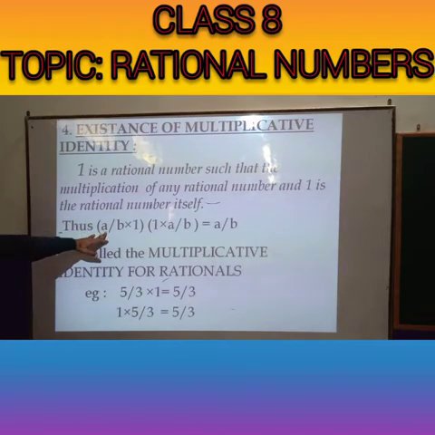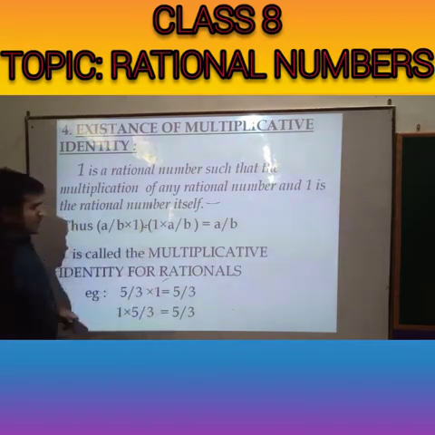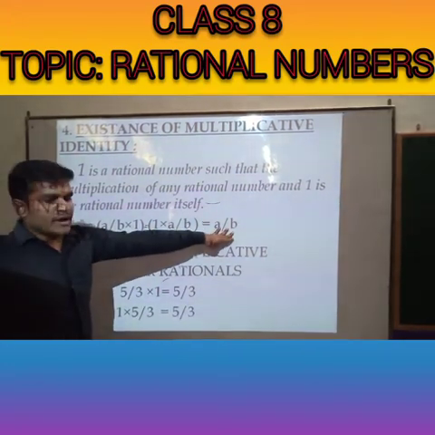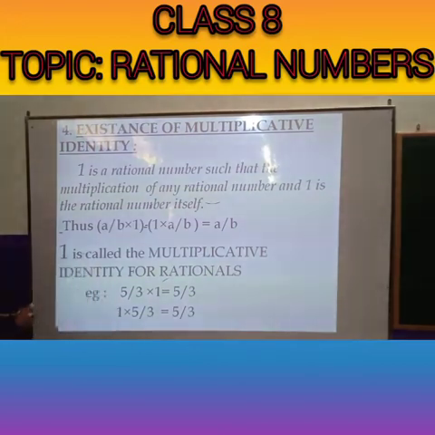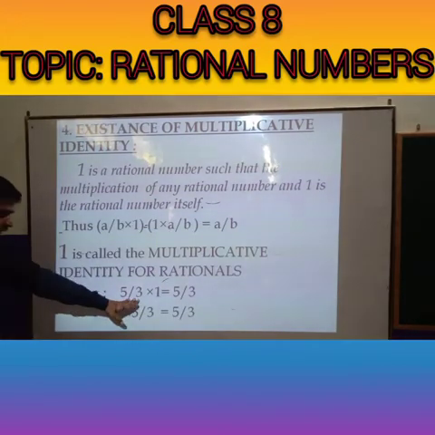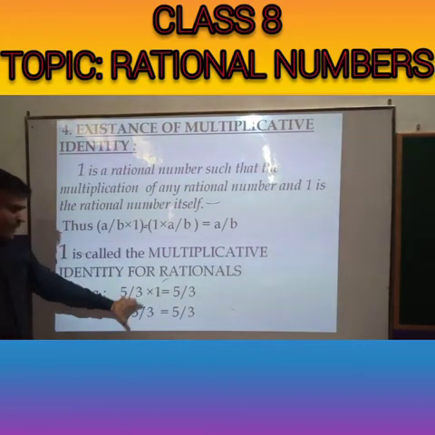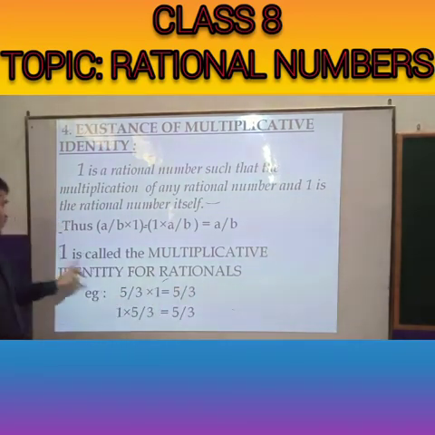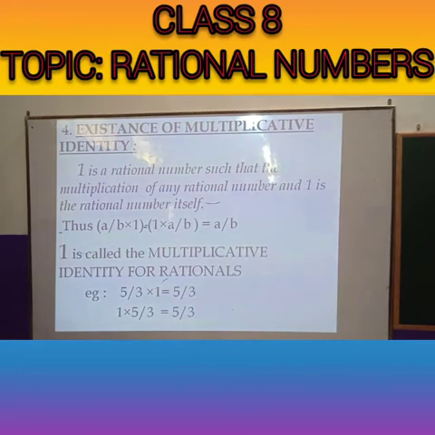Thus, a upon b into 1 is equal to 1 into a upon b is equal to a upon b. It's a rational number. For example, 5 upon 3 is a rational number, and when we multiply 5 upon 3 by 1, we get 5 upon 3 itself. That is why 1 is called the multiplicative identity for rational numbers.